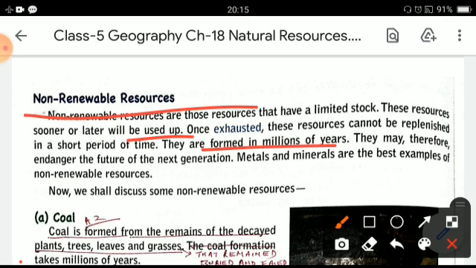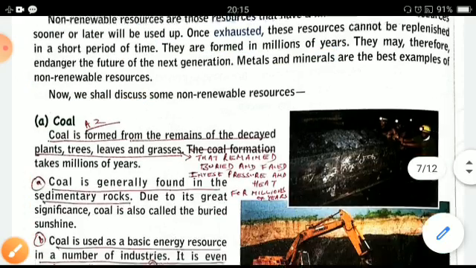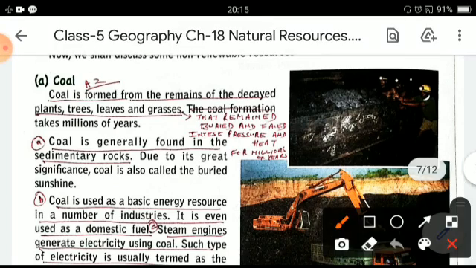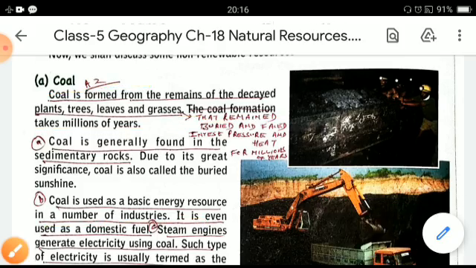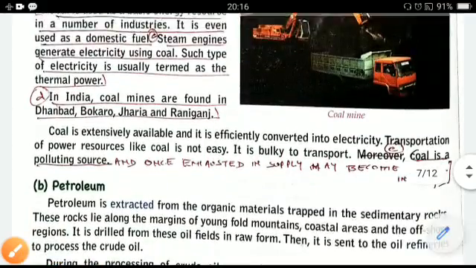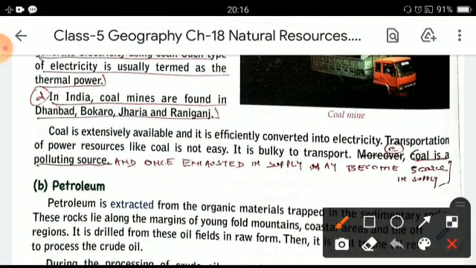Metals and minerals are the best examples of non-renewable resources. Now let's discuss some of the non-renewable resources. The first one is coal. Coal is formed from the remains of decayed plants, trees, leaves, and grasses. Coal formation takes millions of years, it is generally found in sedimentary rocks, and it is used as a basic energy resource in a number of industries. In India, coal is mainly found in Dhanbad, Bokaro, Jharia, and Raniganj.